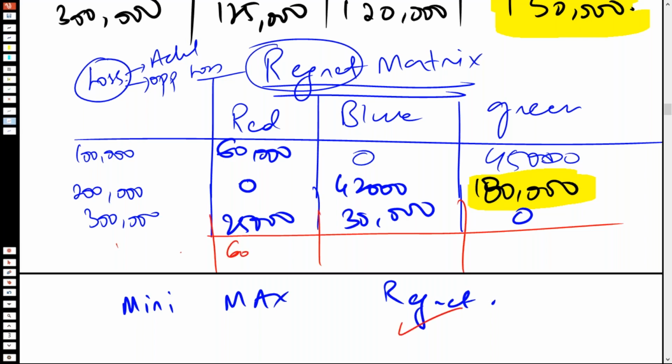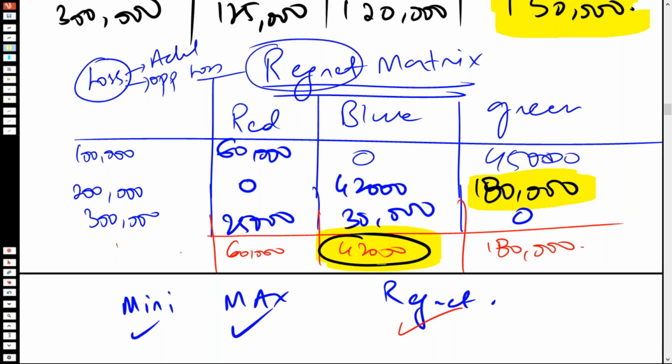Now you got to identify the maximum value: 60,000, 42,000, 180,000. Now the value which minimizes. So basically we are done with max regret also. Now mini needs to be done. So this is mini max regret. This is the answer. Do you get it now? First is regret. Second is maximum regret. The third one of them is minimum out of the maximum.